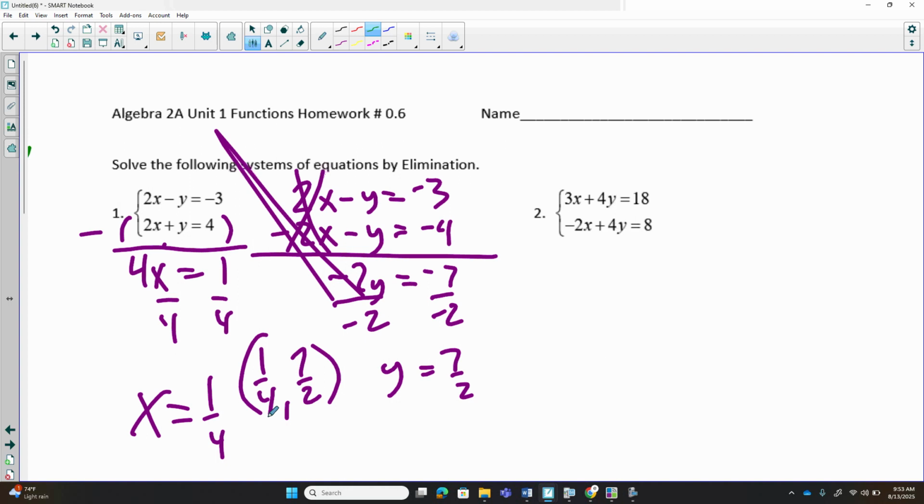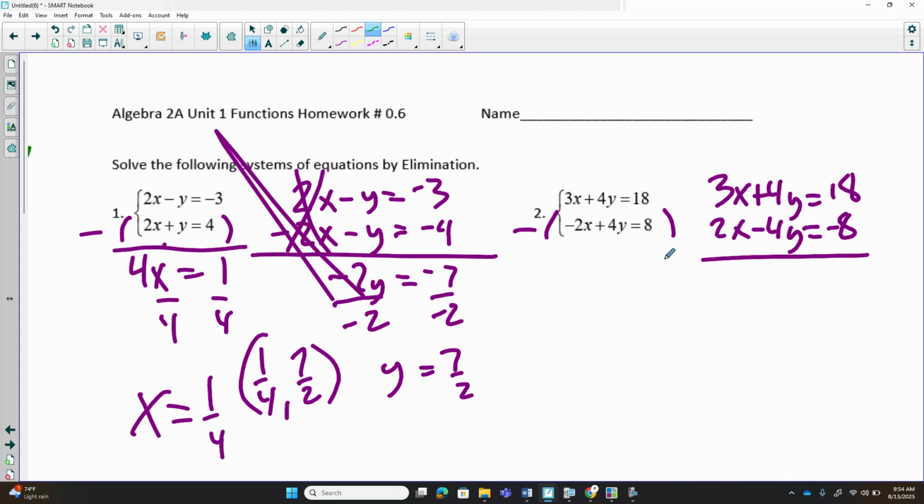Yeah, we needed to multiply one of the equations, and it doesn't matter which one. You just got to pick one and make it opposite. So that's what we're going to do here. I'm going to multiply by a -1, and then I'm going to have that 3x plus 4y equals 18. And on the bottom, I'm going to get a positive 2x minus 4y equals -8.